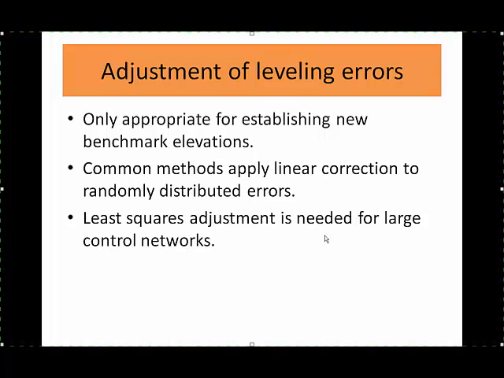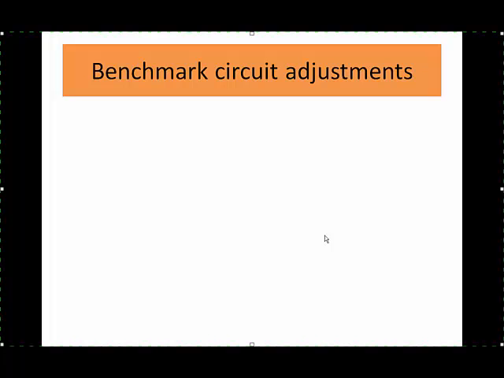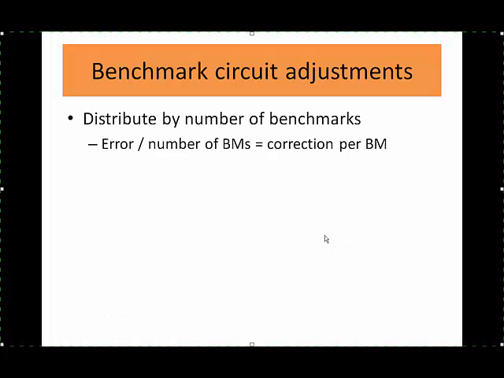If you are dealing with large control networks, such as those that run across entire states or even the nation, a fairly complicated least squares adjustment is needed for those, and that goes beyond the scope of this course. We can adjust our benchmark circuit errors by distributing those errors across the number of benchmarks measured.